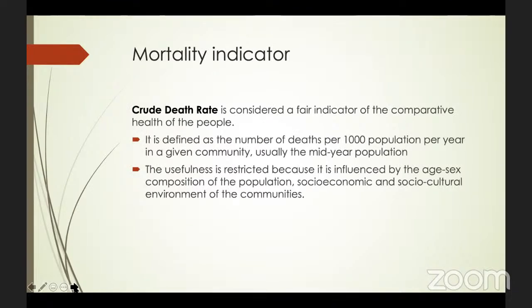So when going into mortality indicators, we have a couple of definitions under that, like the crude death rate, which is considered a fair indicator of the comparative health of the people. It is defined as the number of deaths per 1,000 people per year in a given community, usually the immediate population. The usefulness is restricted because it is influenced by the age and sex composition of the population, and the socioeconomic and sociocultural environment of the communities. Next slide, please.